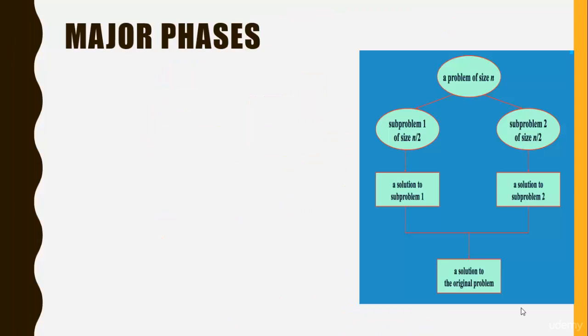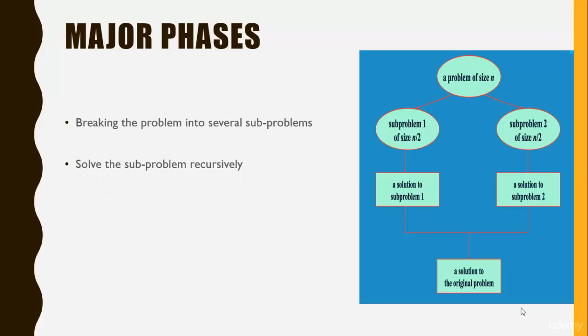A little more formally, the divide and conquer paradigm consists of these phases: breaking the problem into several subproblems that are similar to the original problem but smaller in size, solving the subproblems recursively, successively and independently, and then combining these solutions of the subproblems to create a solution to the original problem.